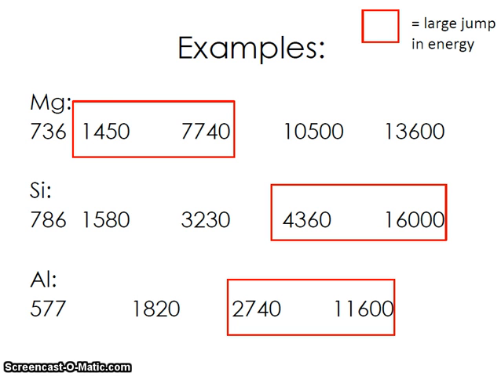If we then look at aluminium, you can see again 577 to 1800 to 2700, there's not much of a difference. But then there's a huge difference between 2740 and 11600. So that's where the new shell has been entered, that 4th electron, which means it's in group 3.